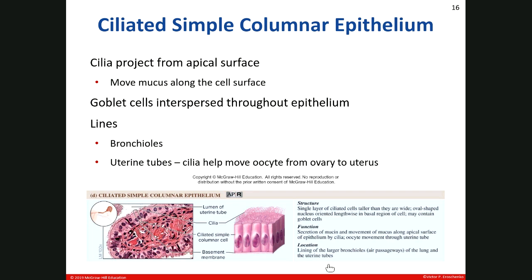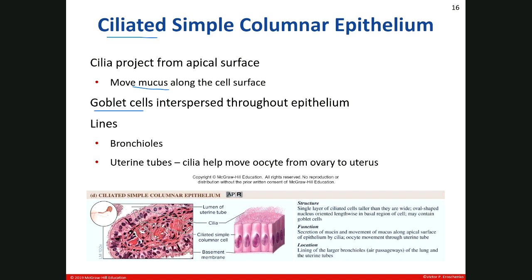So the other type of simple columnar epithelium is our ciliated. Now ciliated, as you guys remember, is the apical surface modification of the cell, which is a hair-like structure, and it has to do with movement. But in this case, the cell stays stationary, and the cilia move things by the cell. So in this case, it's going to move mucus. If it's moving mucus, we need a cell to make the mucus. So this type of epithelium has goblet cells.